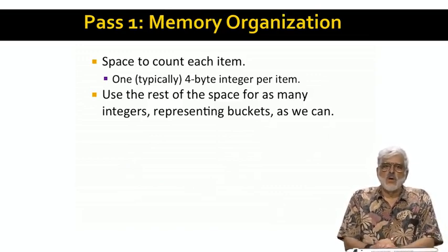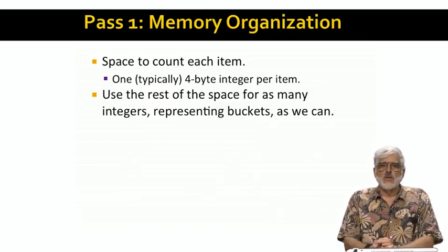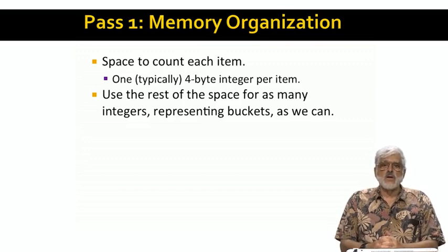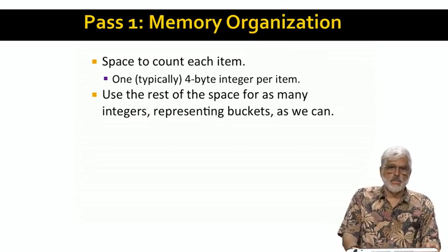On pass 1, we use what space we need to count the occurrences of each item, just as a priori does. Typically 4 bytes per item will do nicely. But the difference is that whatever space we do not need for counting items is given over to as large a hash table as we can, where each bucket is a count, typically a 4-byte integer as well.